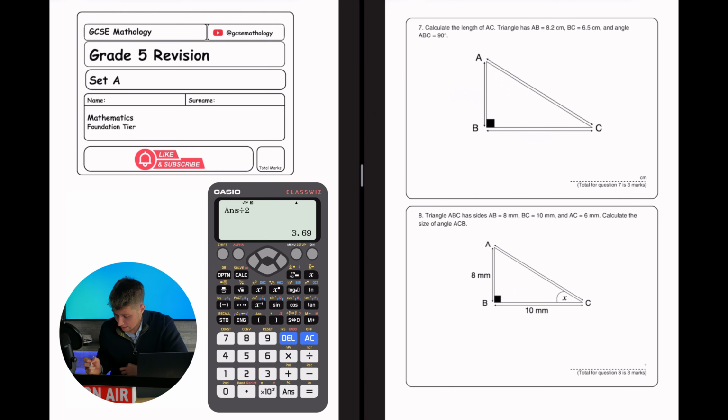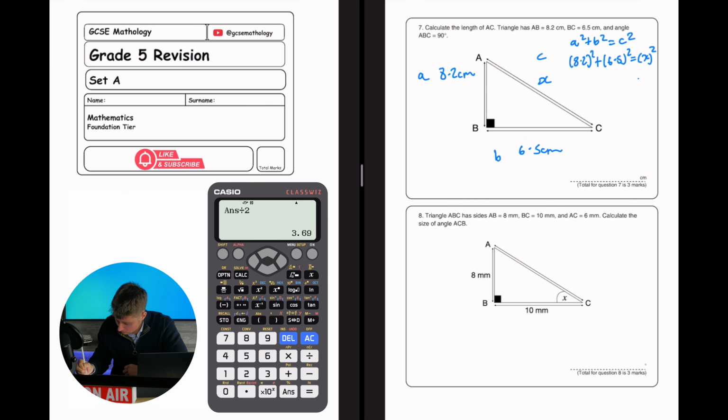Question 7 says calculate the length AC. Triangle has AB, which is 8.2 centimeters, and BC is 6.5 centimeters. So we've got 8.2 centimeters and we've got 6.5 centimeters. So to do this, we can use Pythagoras' theorem that says a squared plus b squared is equal to c squared. So if we put the numbers in, this is C, this is A, and this is B. So we've got 8.2 all squared plus 6.5 all squared, and this is equal to x squared.